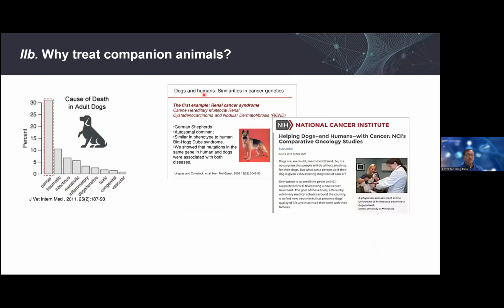So first question is, why do we want to treat companion animals? If you look at dogs, the first killer is actually cancer. And it has been shown by NCI that if you treat dogs, you're learning from them and you'll actually be able to help humans as well. Genetically, they're very similar to us. So that's why whatever you do in dogs will be useful in humans.